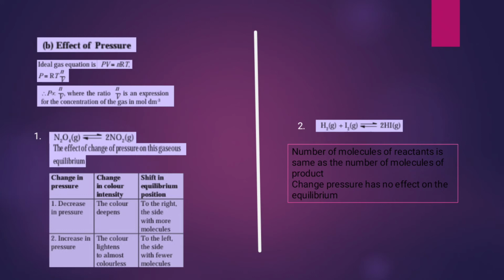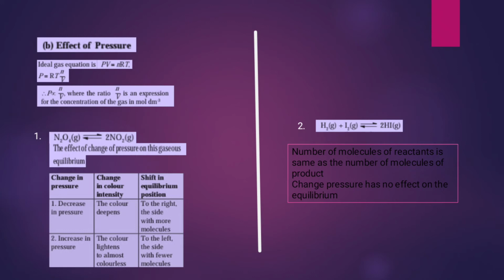Now the first point we will see is decrease in the pressure. If the pressure is decreased, then the color deepens, that means the color will be deep, and the equilibrium will shift to the right side, that is to the product side with more molecules.